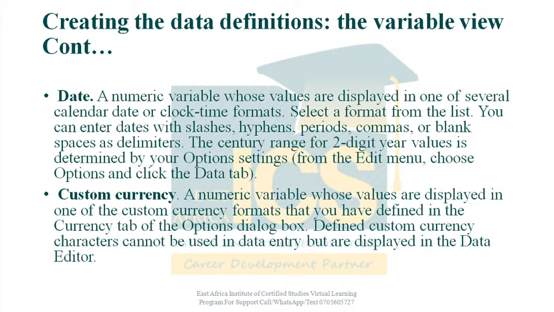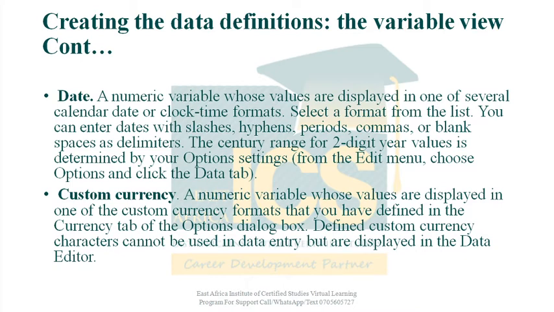Now, the century range for the 2-digit year values is determined by your option settings. From the edit menu, choose options and click the data tab. Yeah, so you can edit the range for the display of your year. You're going to have 2020 being written as 20. It will also understand 1999 just being written as 99, and then 1988 being written as 88, and so on and so forth.